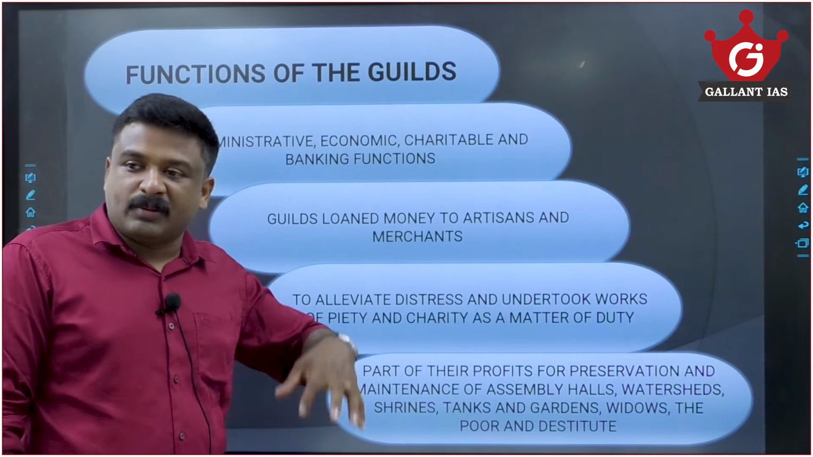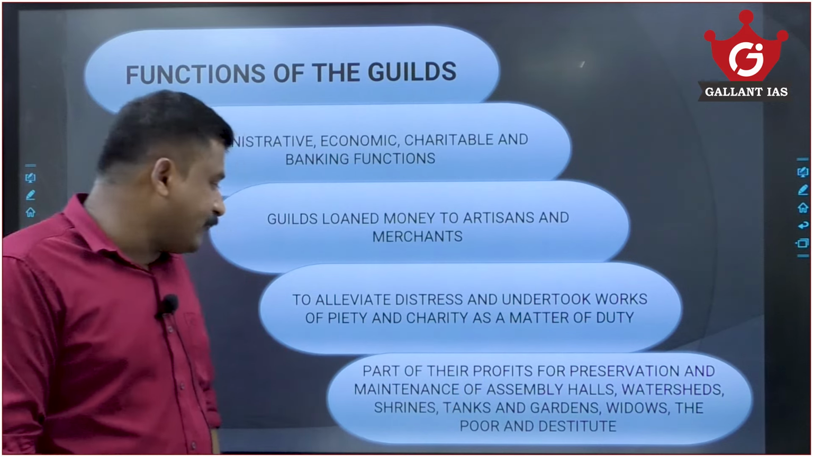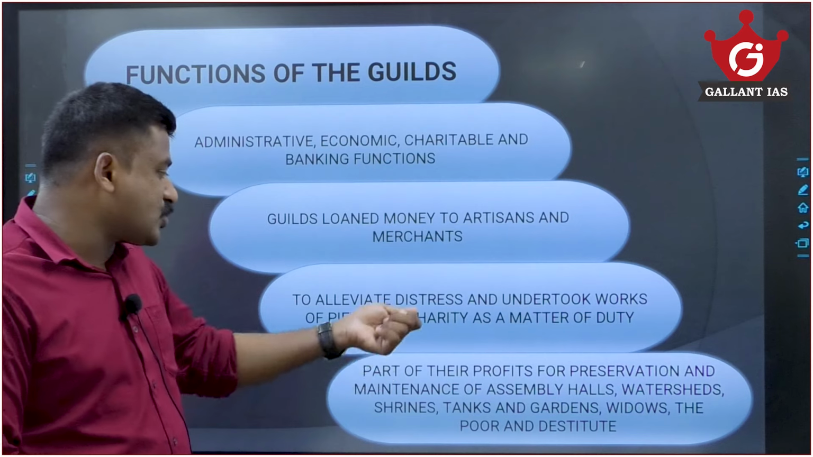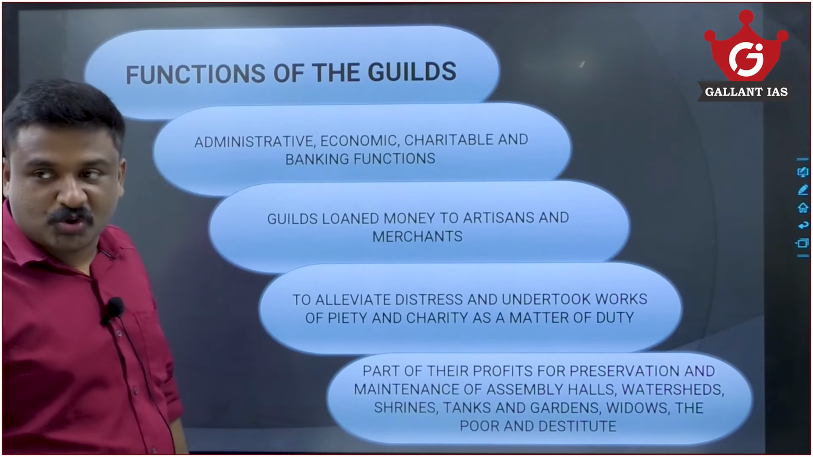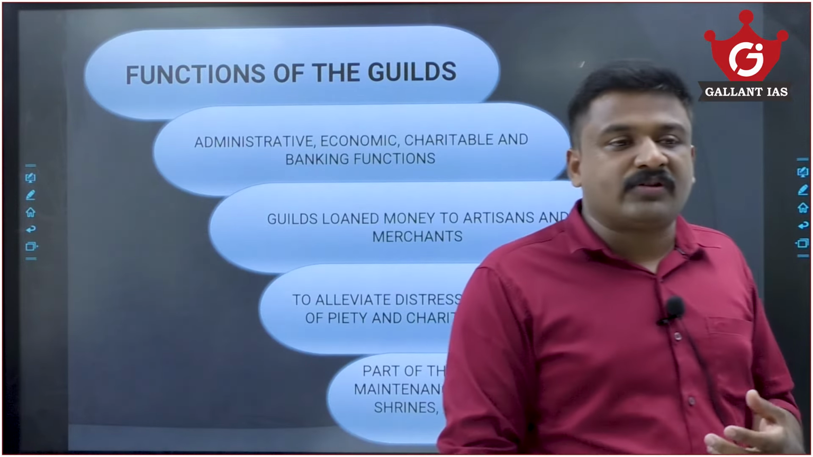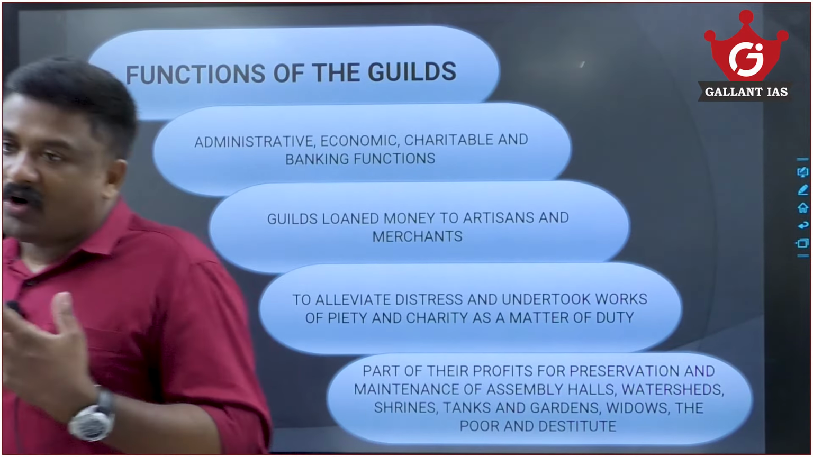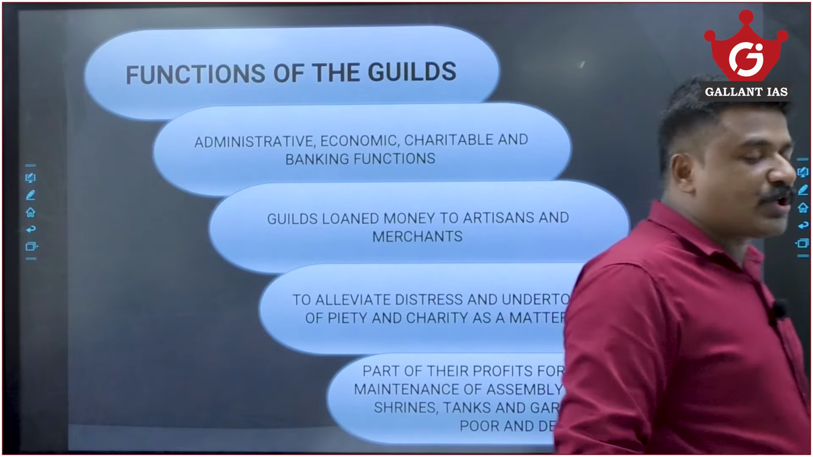They were concerned about the vulnerable marginal sections of the society also. Part of their profit is preserved for maintenance of these assembly halls, watersheds, shrines, tanks, gardens and for widows and for the poor and destitute. Okay, so that way let's say that yes, it is equivalent with a miniature state system, am I right? Yes, kind of a democratic government. It even looked after the vulnerable sections of society.